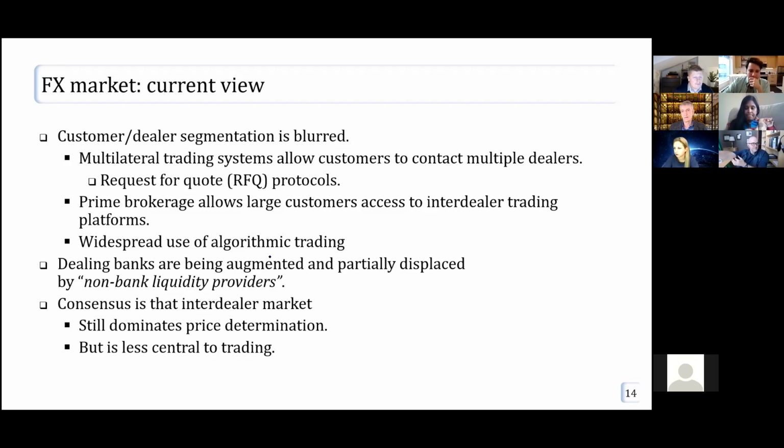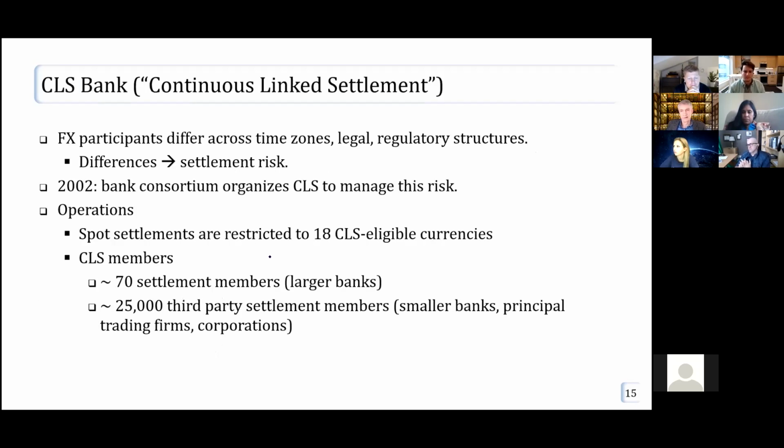And this has led to, of course, algorithmic trading as it has in other markets. Also, as we've seen in equities markets, the classic market makers have been augmented, displaced by what are called in the FX terminologies non-bank liquidity providers, proprietary trading firms. So if I had to summarize the consensus now, most participants would still agree that if they want to know where the real market price is, they'd go to the interdealer quotes. But for actual trading, there are many alternatives other than going right to one of these central dealers.